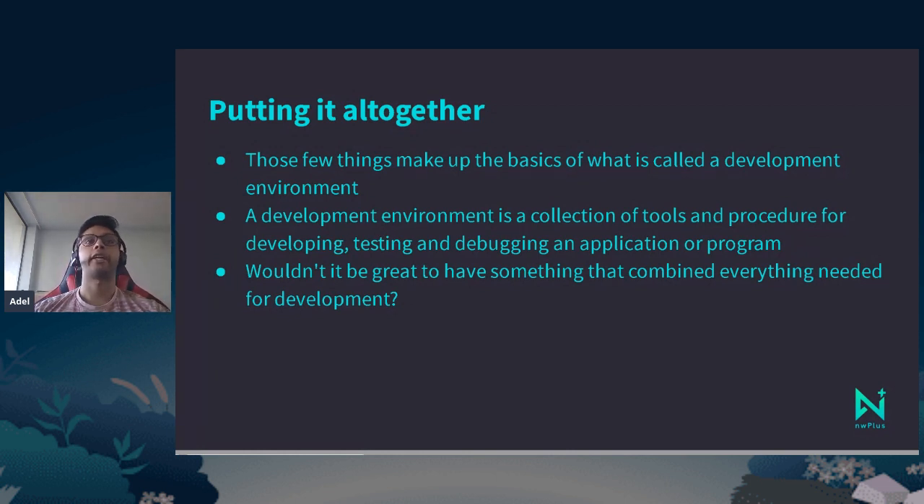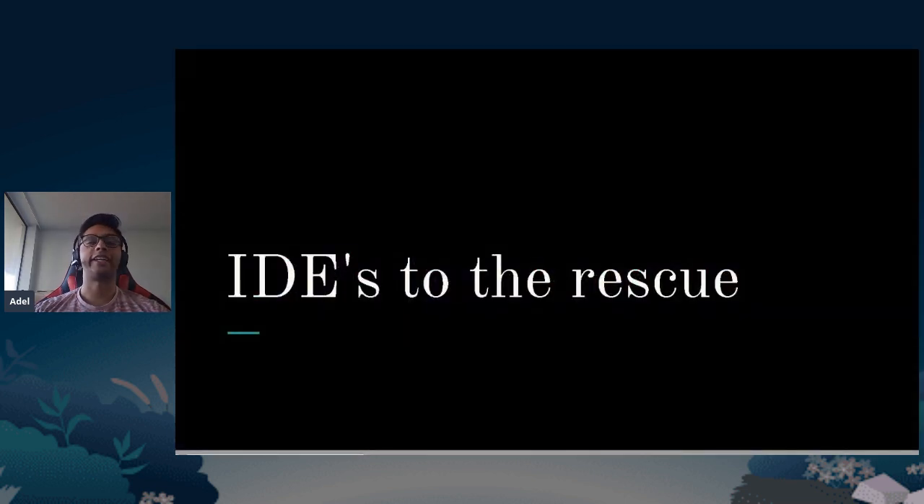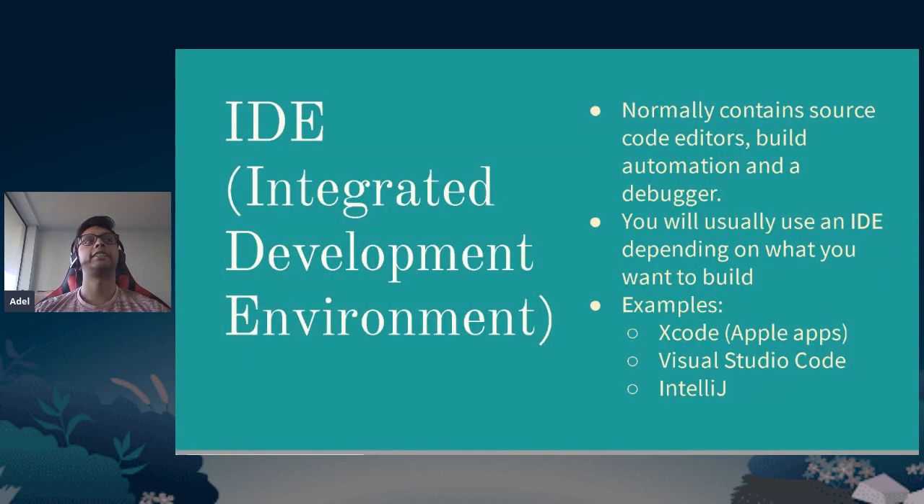So now that we think about that, wouldn't it be really cool if we had something that combined everything we need for development? That's where an IDE comes in. IDE stands for Integrated Development Environment, and normally it contains source code editors, some build automation tool, and a debugger. It really depends on what you want to build. You will use an IDE for that purpose. An example is if you want to make applications for Apple devices, such as iOS, you want to use Xcode. And if you want to do something very Java related, they have specific IDEs for that. I'll get to that in a bit.